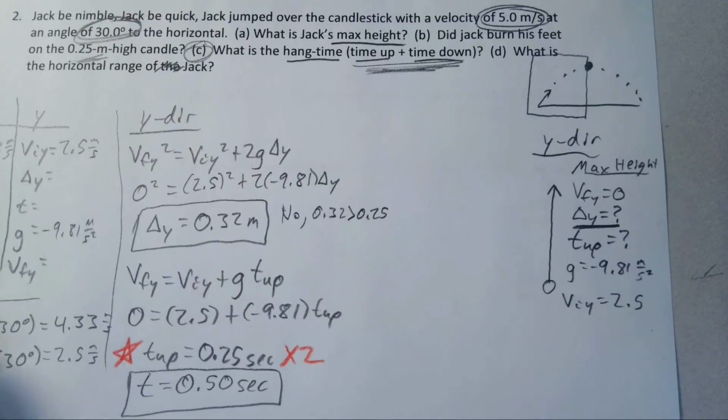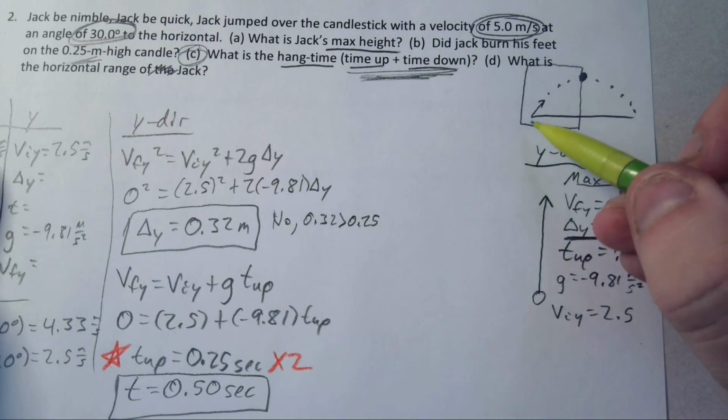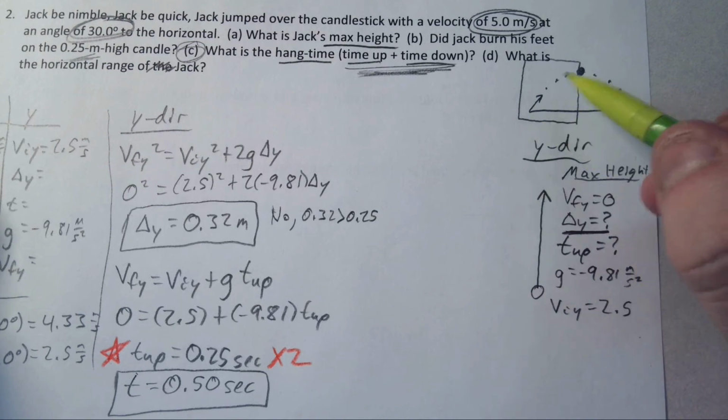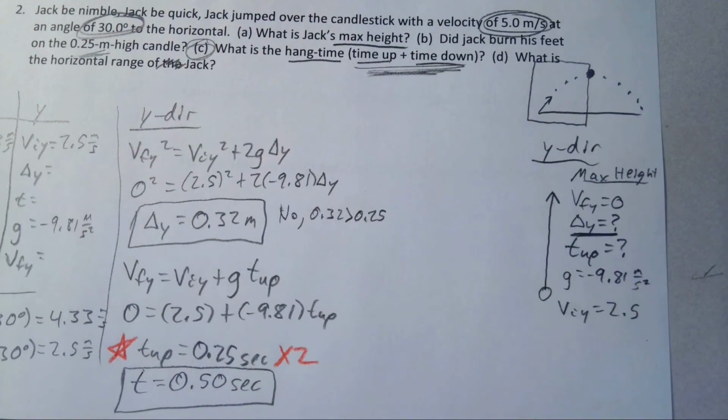I would say that the biggest way of identifying what you're doing here is to draw that picture, and then even draw this picture where you have this box here, because the 0.25 is this part of the arc, and we need to figure out the whole entire arc. So the total time is 0.5 seconds. That is the hang time.